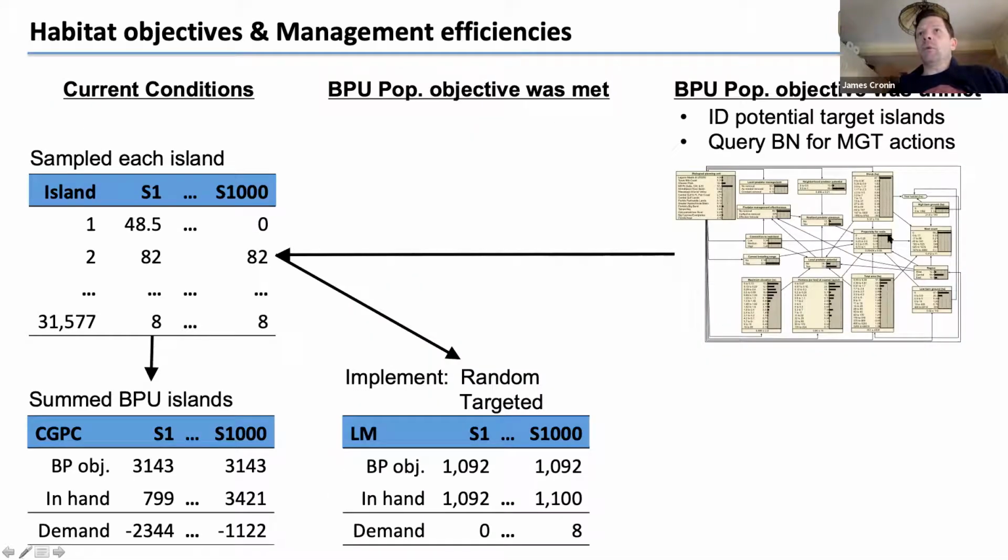Okay, so I just showed you how we identify a bucket of potential target islands, and then how we query the islands for the management actions. Then we take those islands and toss them back into the pool, like I mentioned before, and we randomly sample islands in the BPU, or we select islands in a targeted fashion by grabbing the ones that have the highest nest counts first, and then we sum those up until we hit the population objective.